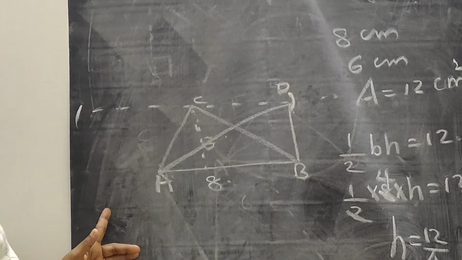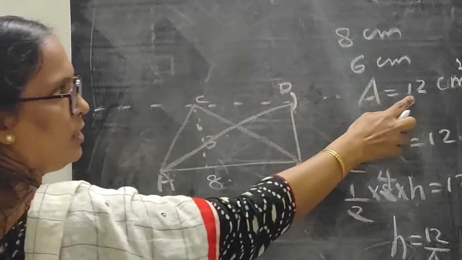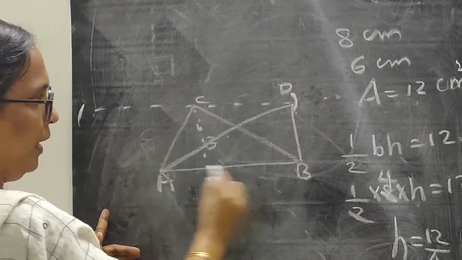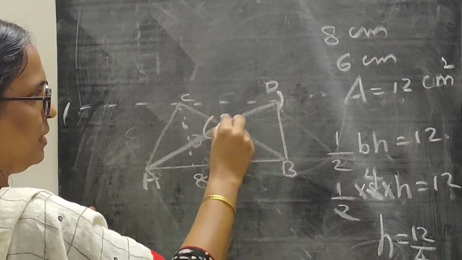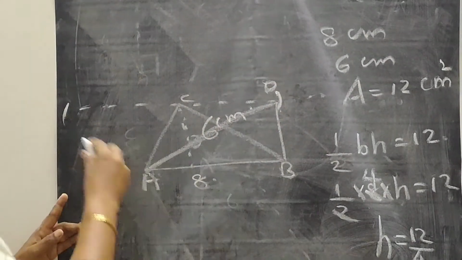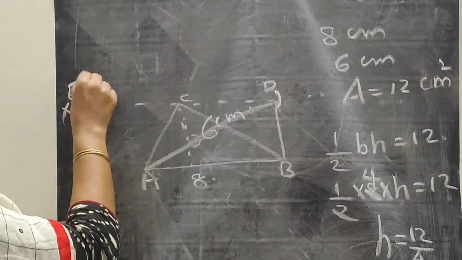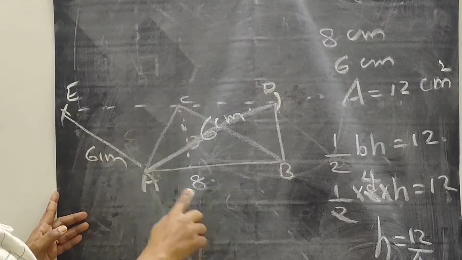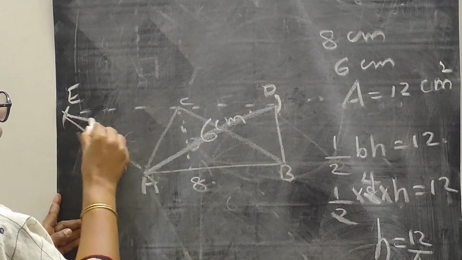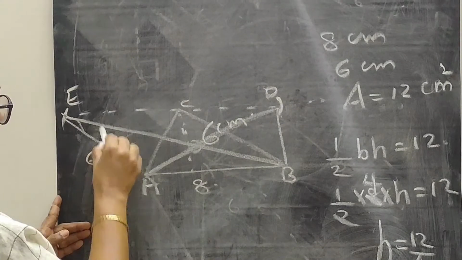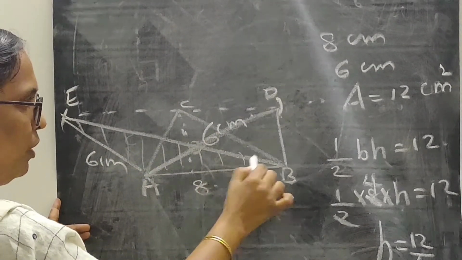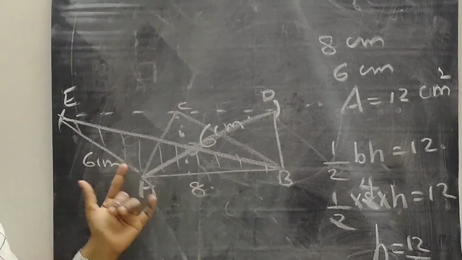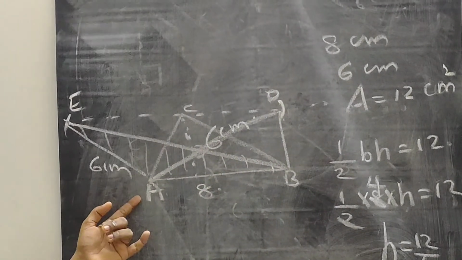The area is the same as the first triangle ABC, 12 centimeter square, and the sides are 8 centimeter and this side is 6 centimeter. And now you join this point. We can mark it as E, and this distance also is 6 centimeter and this is 8 centimeter. If we join like this, here again we get one more triangle with the same area 12 and two sides 8 and 6 centimeter.